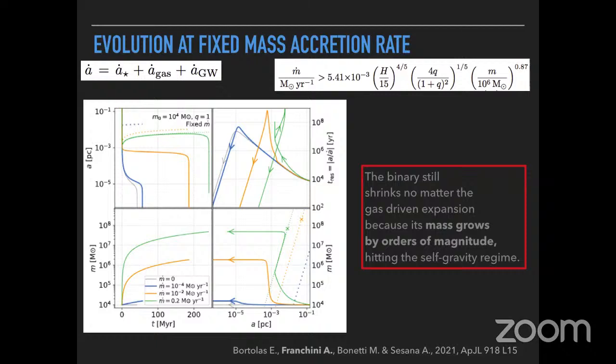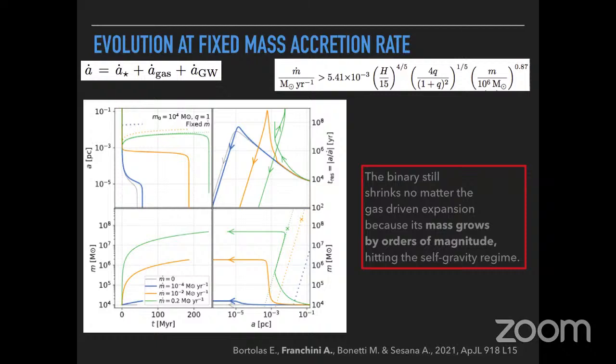And so basically, probably the more understandable panel is this one. You start at 0.1 parsec. And then if you accrete very low mass, then you will just go down, so you will just shrink. Also at 10 to the minus 2, it just shrinks.